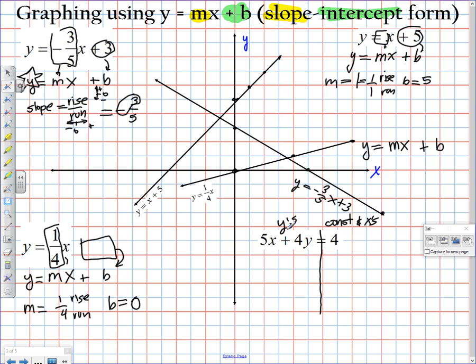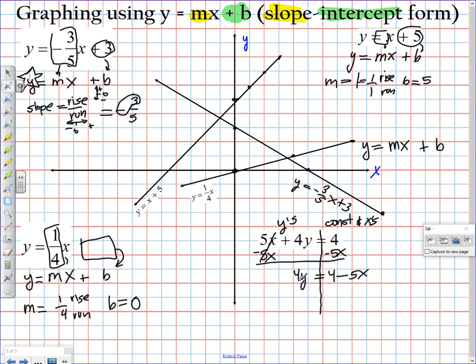So I need y's over here. He doesn't have a y, so get rid of it. I'm going to do minus 5x. When you do it to one side, you do it to the other side, minus 5x. These will cancel, so the answer will be 4y is equal to 4 minus 5x. Now y's over here. That's right, constants and x's over here.